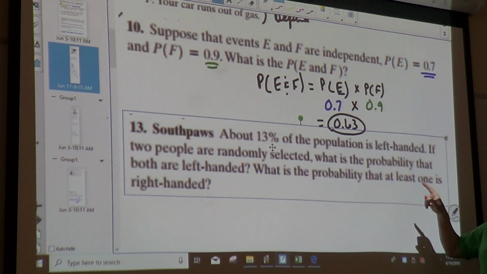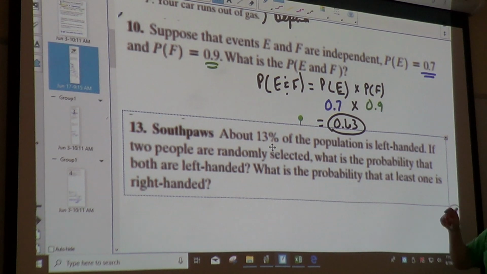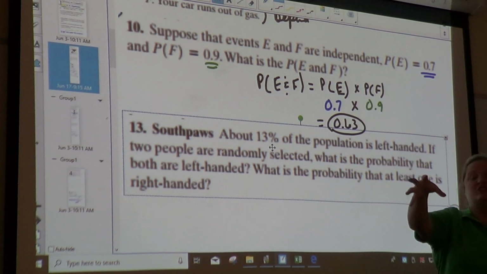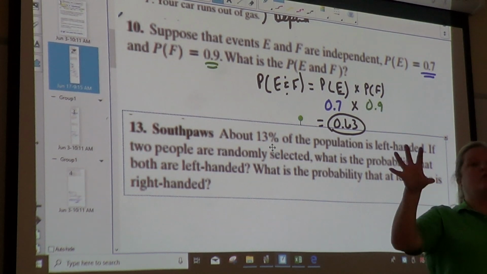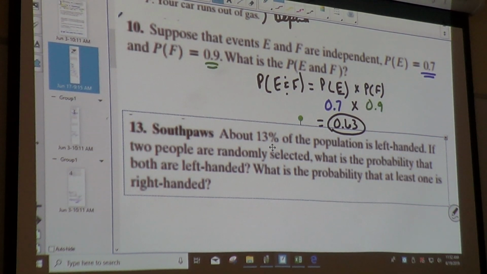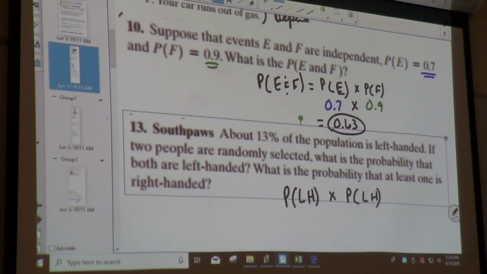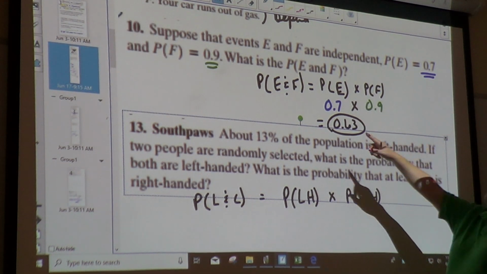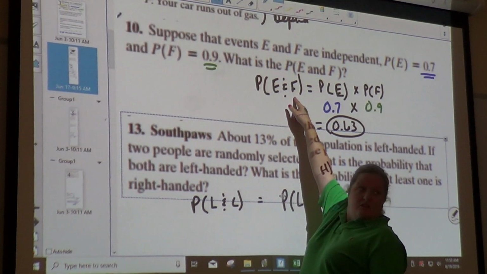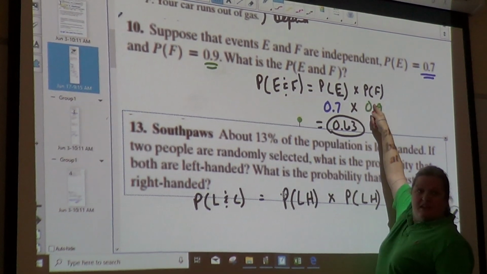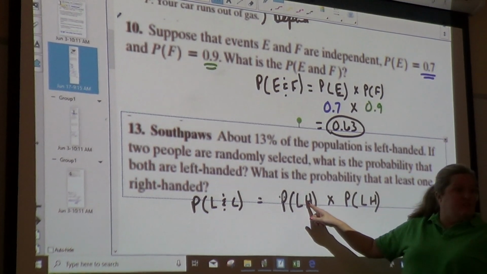If two people are randomly selected, what is the probability that both are left-handed? So it's like I'm reaching in and I want to get a left-handed, and I'm reaching in and I want to get a left-handed. So I want to know what is the probability of a left-hander times the probability of a left-hander. So I'm using that same formula. The probability of a left-hander and a left-hander is the probability of a left-hander times a left-hander. So what's the probability of a left-hander?